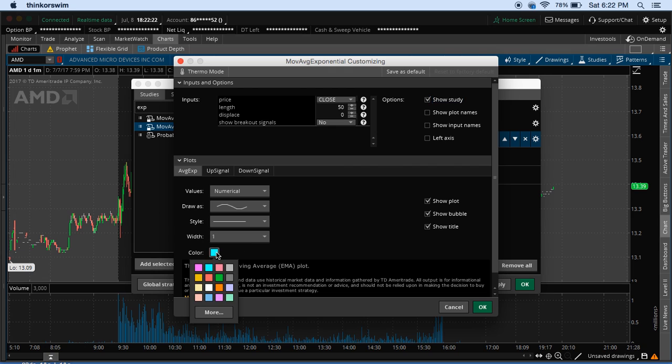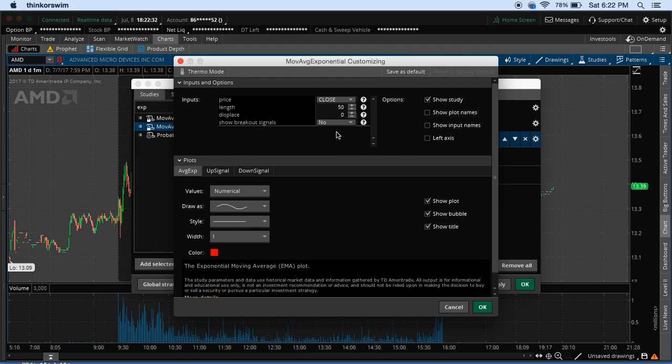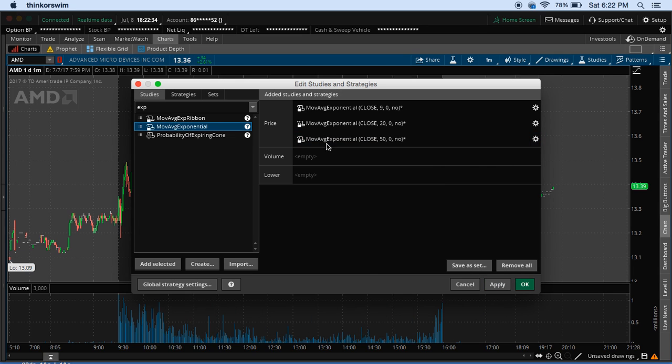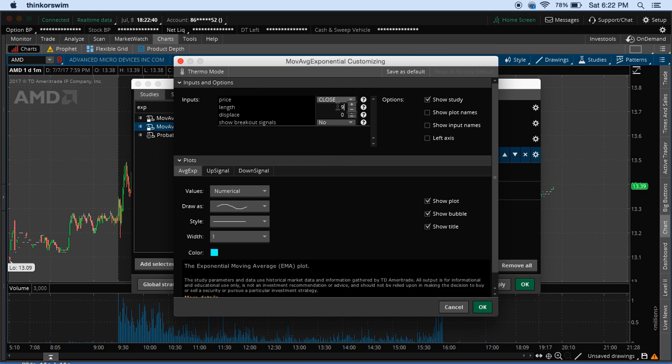I come down here, my 50-day moving average is in red, so I'm going to go in here. You can also click more, and it's going to give you different color options. So I'm going to go ahead and click a deep red, hit OK. Now I'm going to hit OK again, click on the exponential moving average once more for the 100-day moving average. Just go up here, edit over to 100. I like my 100-day moving average in green.